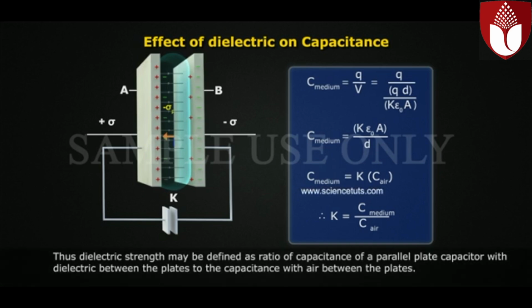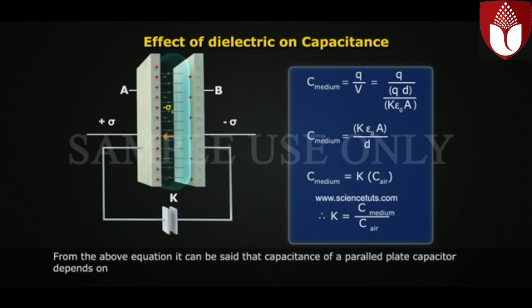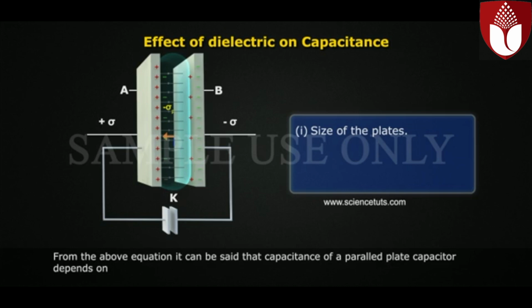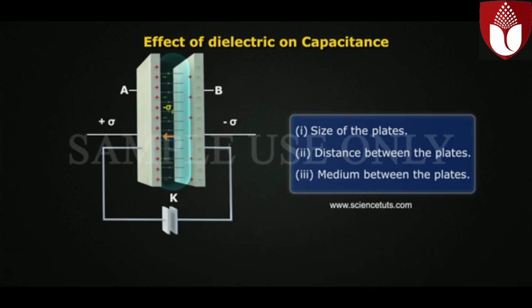Thus, the dielectric constant may be defined as the ratio of the capacitance of a parallel plate capacitor with a dielectric between the plates to the capacitance with air between the plates. From the above equation, it can be said that the capacitance of a parallel plate capacitor depends on: 1. Size of the plates, 2. Distance between the plates, 3. Medium between the plates.